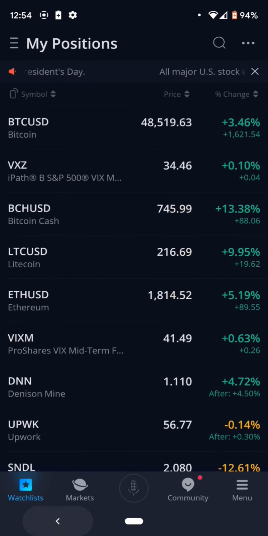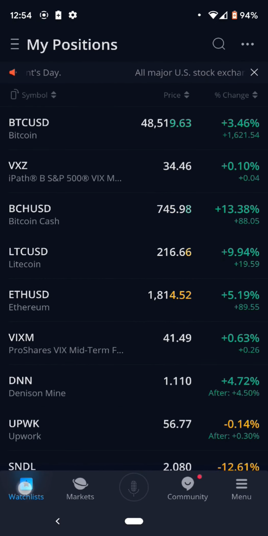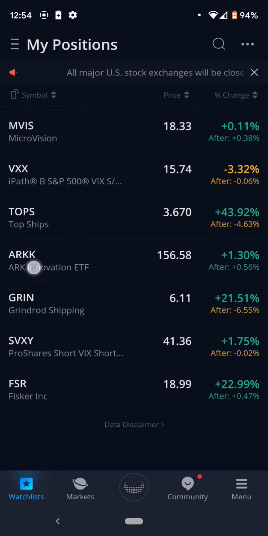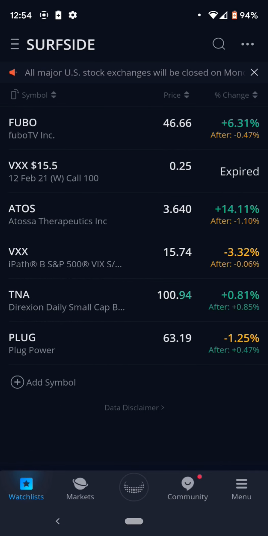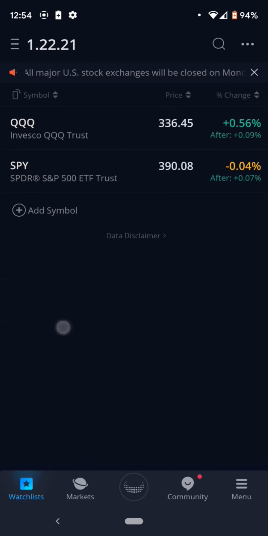I go back. This is my watch list. These are my positions. It's the default. You can also save watch lists. Here's my EV watch list, right? Here is the markets tab.